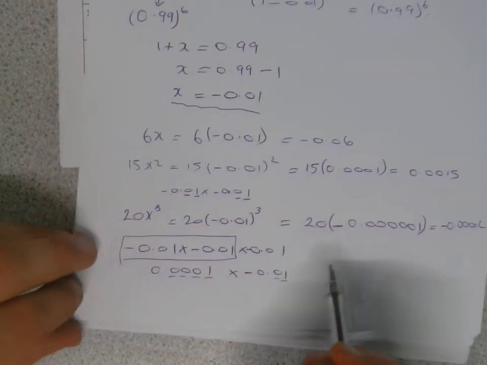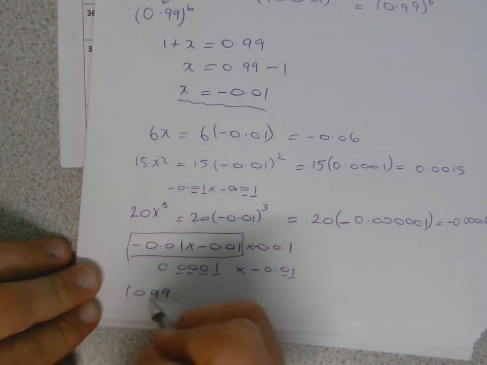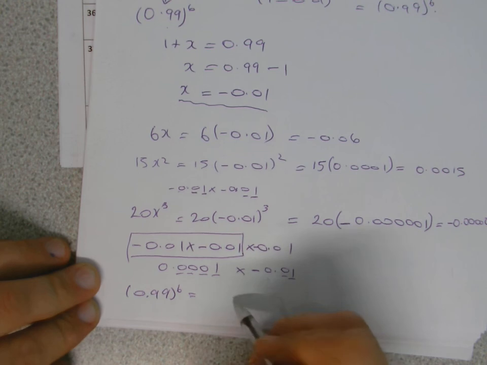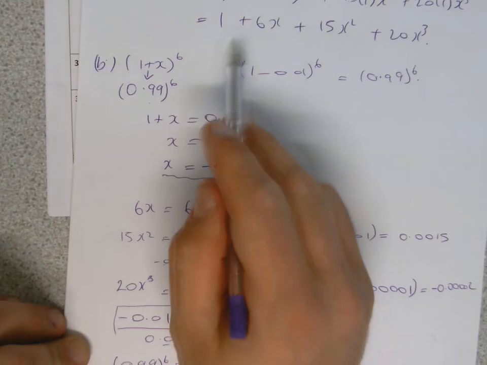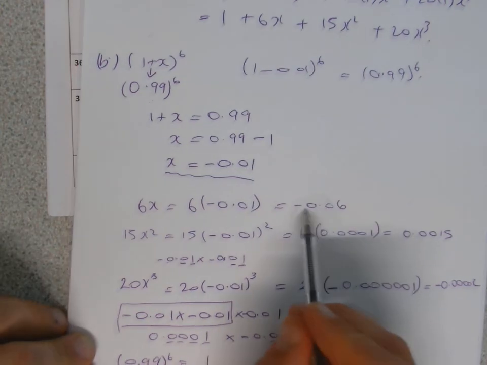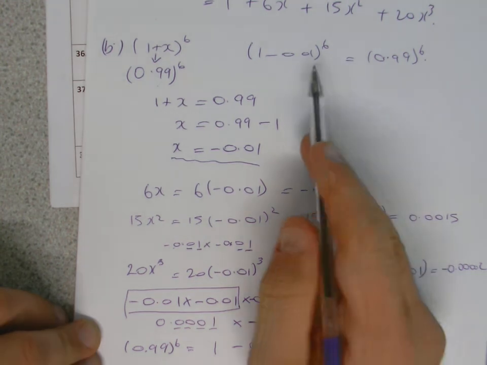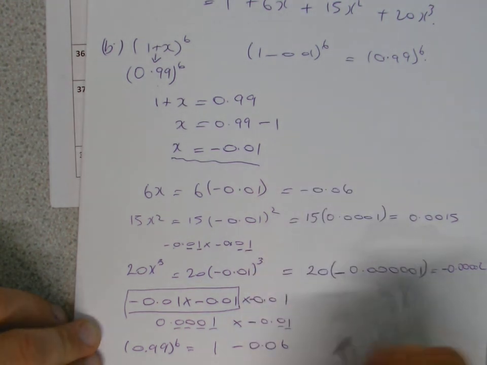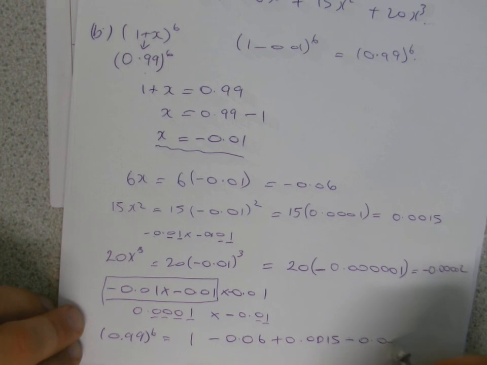To finish off, all you need to do now is put them together. So 0.99^6 will equal 1, of course, we started off with 1 up here, plus the 6x, which is negative 0.06, plus the 15x squared, which is this, plus the term here, but because it's negative, it's negative 0.00002.